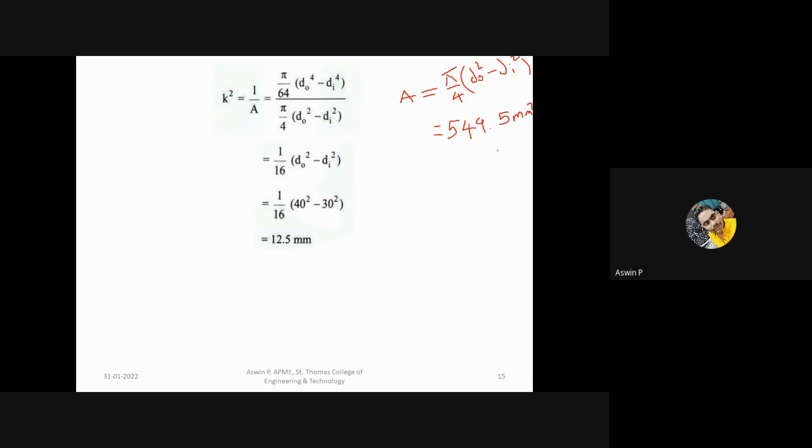After that, you need to find I by A, the root of I by A. K is equal to root of I by A. Hope you are getting the answer. No need of this type of complication. As we have already determined I, it's just simple division by 549.5.